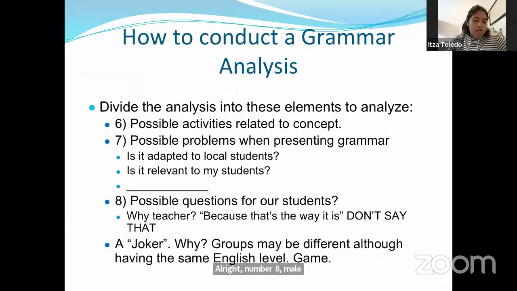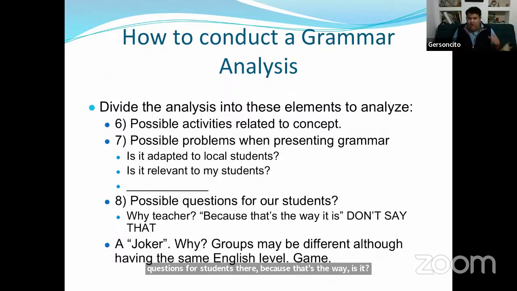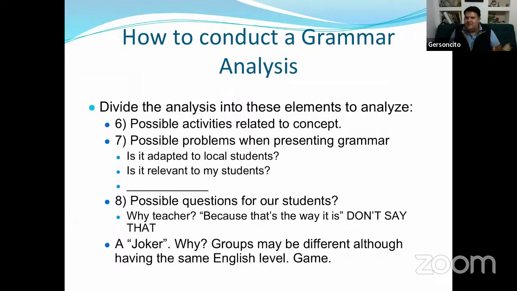Possible questions from our students. Always anticipate, or at least try to anticipate, your students' questions. Otherwise, number 1, you're going to spend more time explaining and answering questions.